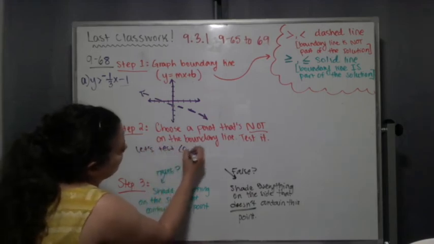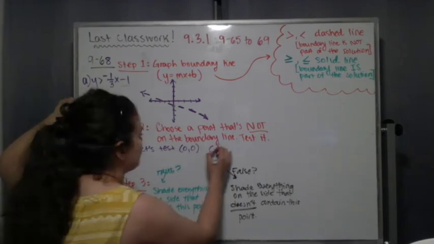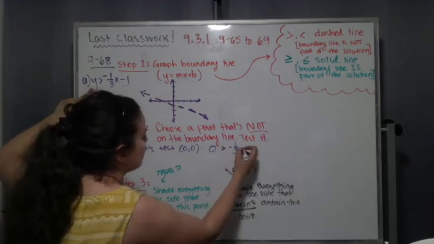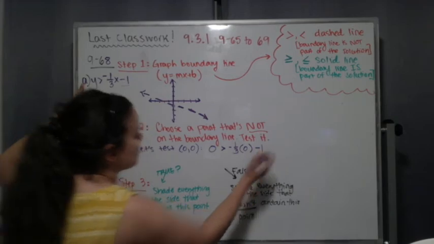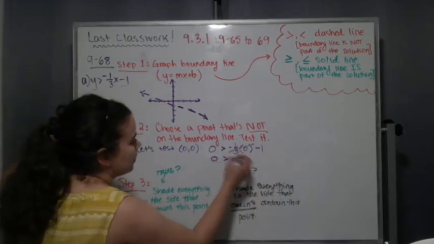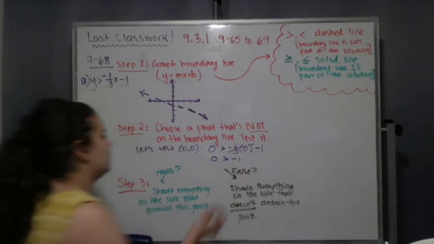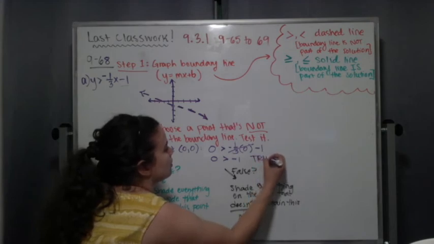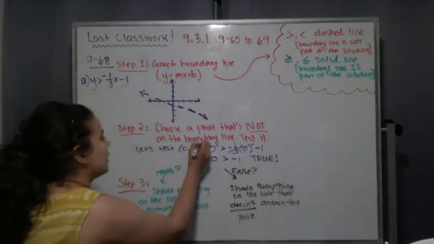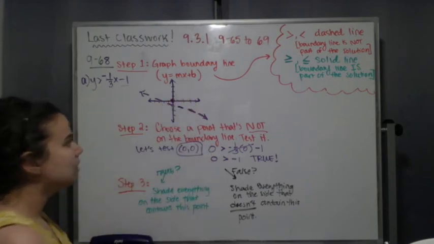It's a great point. So original inequality, we have 0 is greater than -1/3 times 0 minus 1. So what we get is 0 is greater than -1. That's true. 0 is bigger than all negative numbers. So what does that mean? That means that we just found a solution. 0, 0 is a solution.